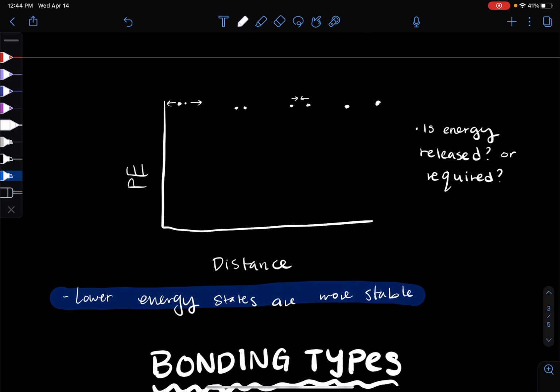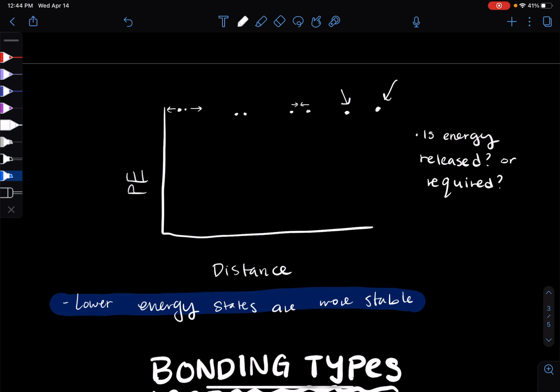Just to build off of this, if we were to look at this on a graph, here we can see the two hydrogen atoms far apart. Let's just draw their clouds real quick. So there's their clouds. Okay, they're getting closer, and then in this picture they're overlapping, and in this picture they're way too close.